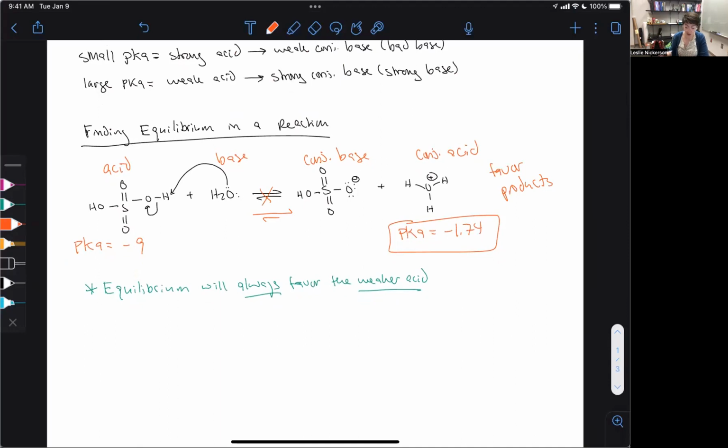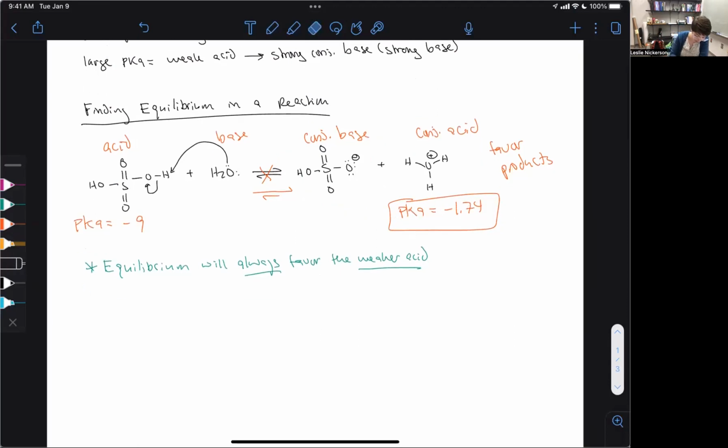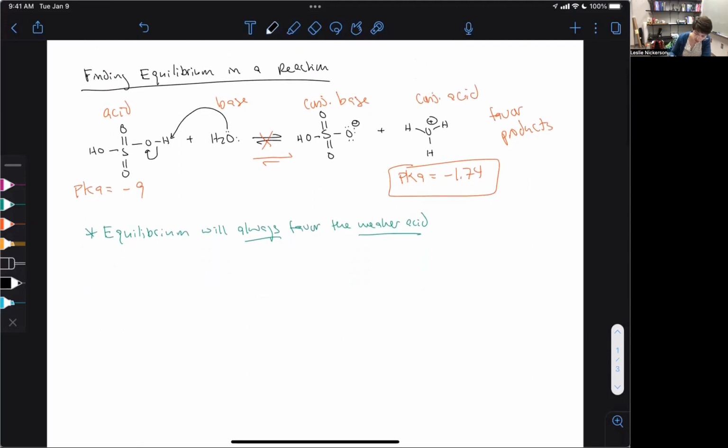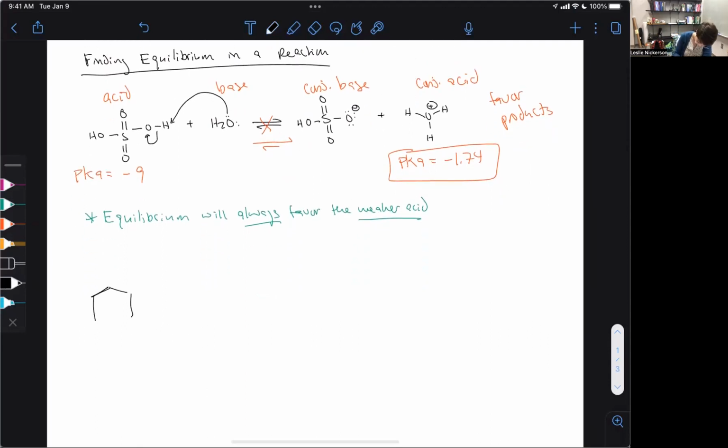Okay, so that just tells you that in a beaker of this stuff, if I've got these two things together, sulfuric acid and water, what you're mostly going to have floating around in that flask are these structures. So you've got the conjugate base of sulfuric acid and you've got the protonated form of water. Okay. So let's look at another example. If I have this deprotonated ketone, this is called an enolate, but we will talk about the enolates more next semester.